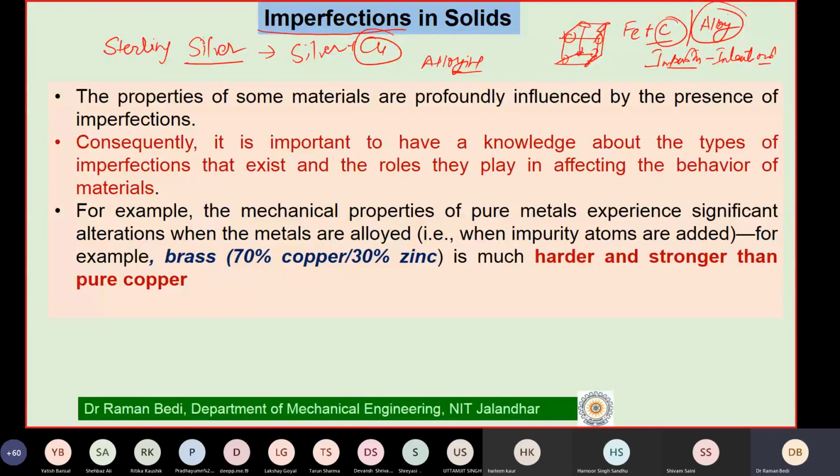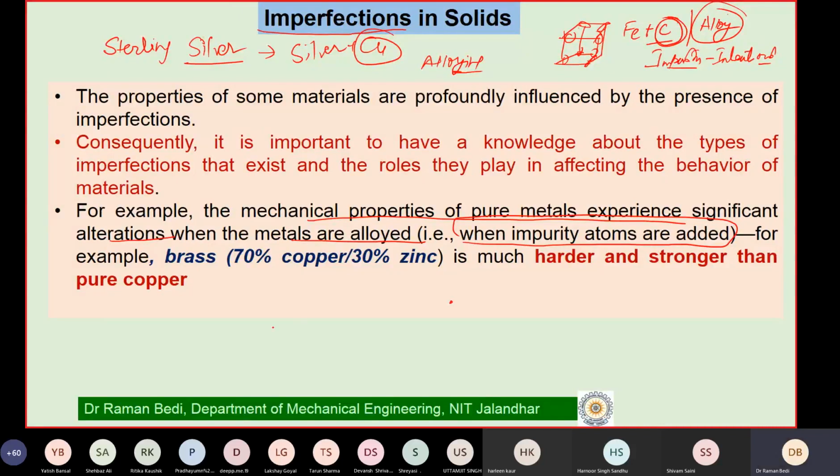So we find here that the mechanical properties of pure metals are altered a lot when the metals are alloyed, that is, when impurity atoms are added into them. If I add carbon, which I say can be treated as an impurity atom, into pure iron, you find that the properties are changed. They may be improved in many cases, and in certain cases they may be deteriorated also, but we will talk about only improvement in properties by alloying. So you can actually create alloys here.